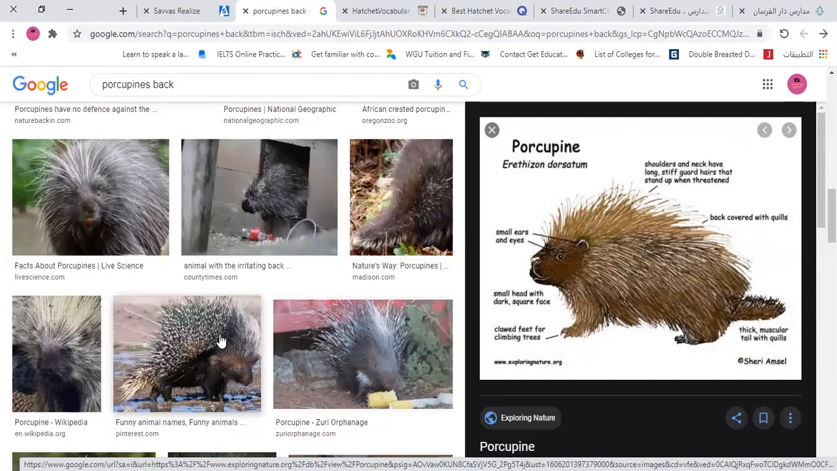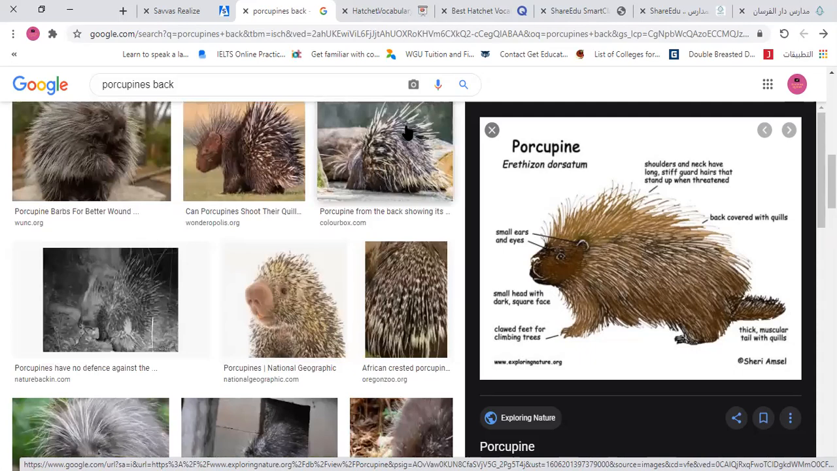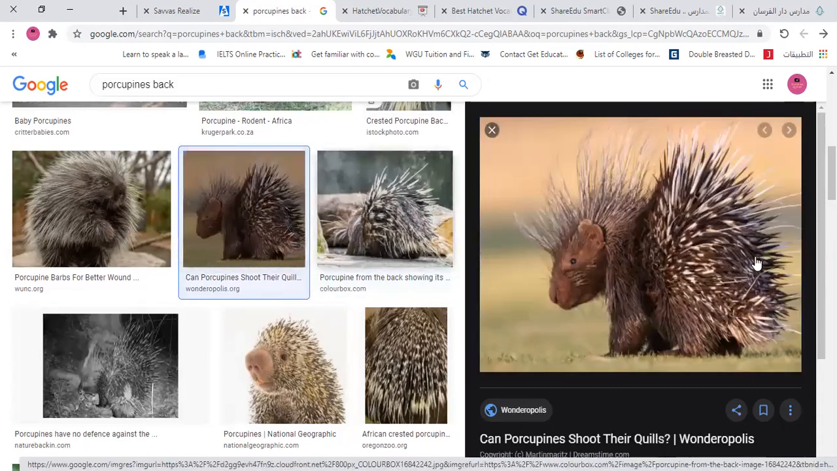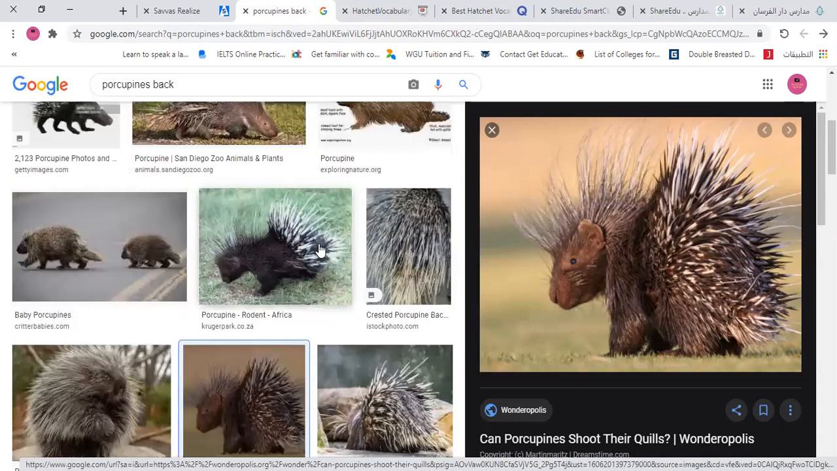So quill, it means something sharp. Yes, quill means something sharp, like this one. You see its needles right here and the spines of its body. It's a mechanism of defense, which means if anybody comes near it, it will hit them with those things. Is it a poison? No, it's not a poison. It's actually not that hard.